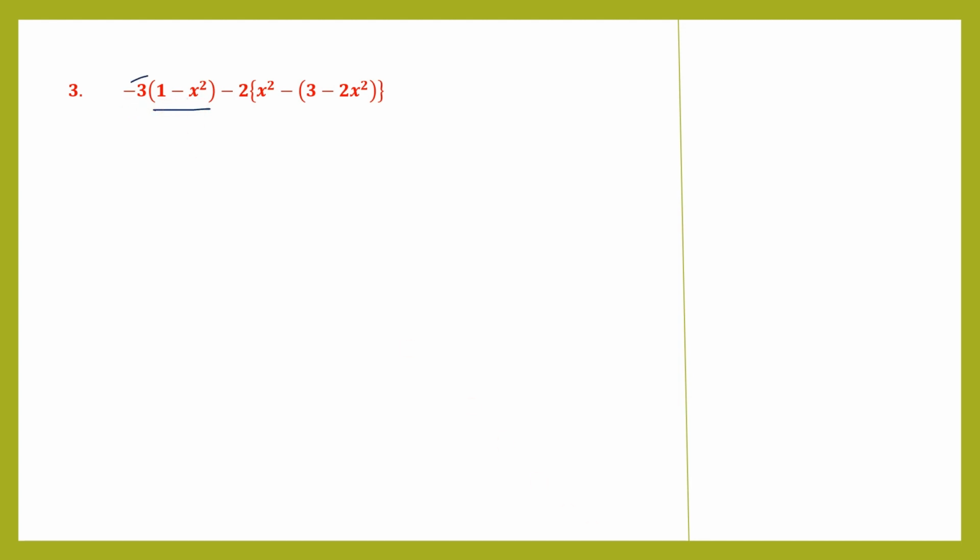So first minus 3 into 1. Minus 3 into 1 is minus 3 itself. Then minus 3 into minus x square, minus into minus is plus 3x square. Then let's write everything else as it is, minus 2, and inside the curly brackets we have x square minus, we have the common brackets, 3 minus 2x square, close the common bracket, close the curly bracket.